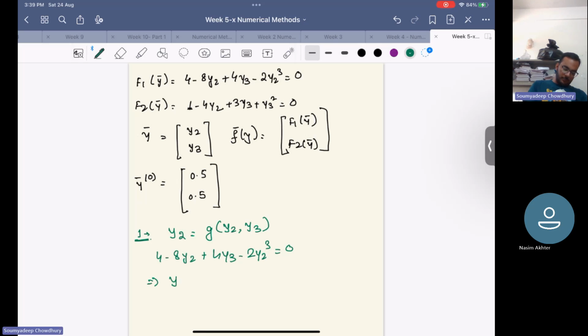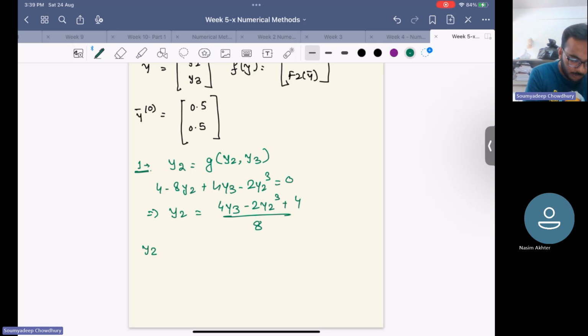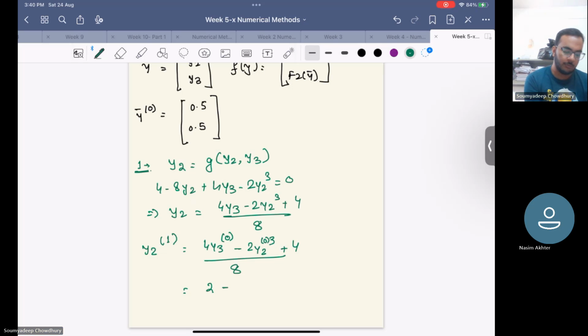So if we take 8y2, it is basically 4y3 minus 2y2 cube plus 4 by 8, right? So this is y2. From this, if we try to substitute y2 of 1, it is basically 4y3 of 0 minus 2y2 of 0 cube plus 4 by 8. So y3 of 0 is half, right? So it is 2 minus 2 into half cubed, means 2 into 1 by 8.